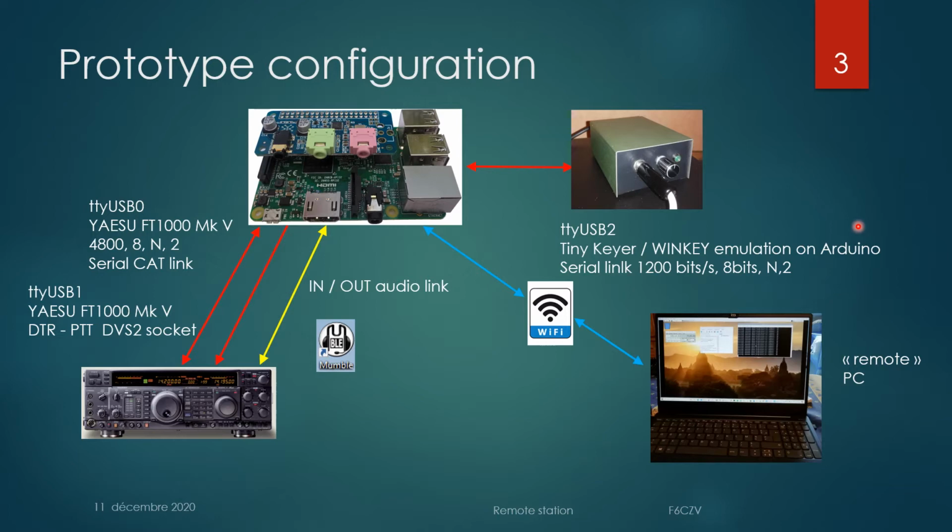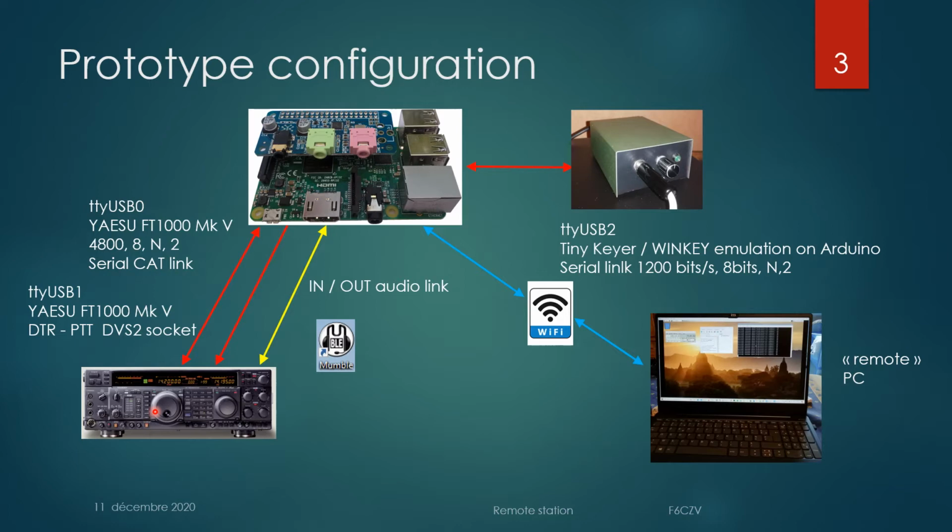What is the prototype configuration? You have the Raspberry Pi, the sound card, which is an EVP. This sound card is no longer produced, but any other sound card can be adapted, and even a sound card USB dongle. The FT-1000, an electronic keyer, which is a WinKey emulation on Arduino, which may be connected to the Raspberry Pi. This solution will not be described here. And finally, a remote PC, and you can see the graphical interface to the Raspberry Pi.